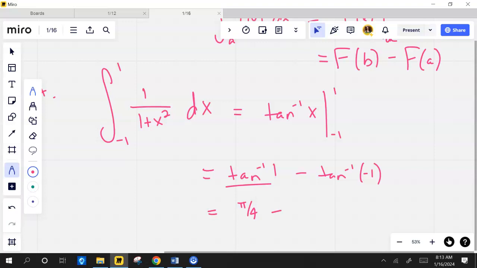Okay, where is it negative 1? And so I just clicked over to 3 pi over 4. Subtract those, negative pi over 2.